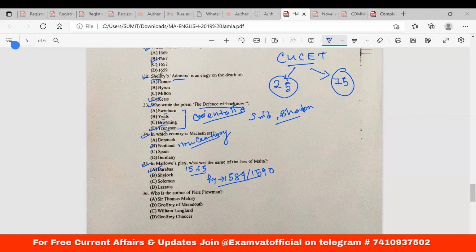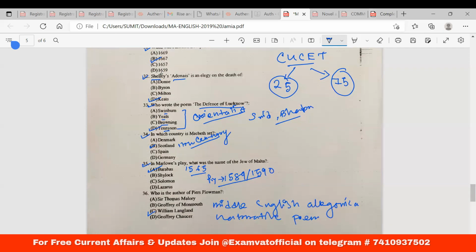Next question. Who is the author of Piers Plowman? So William Langland has written that. Basically you can say it's a Middle English allegorical narrative poem. Why is it very important? It is important because it has somehow even influenced Chaucer's Canterbury Tales.